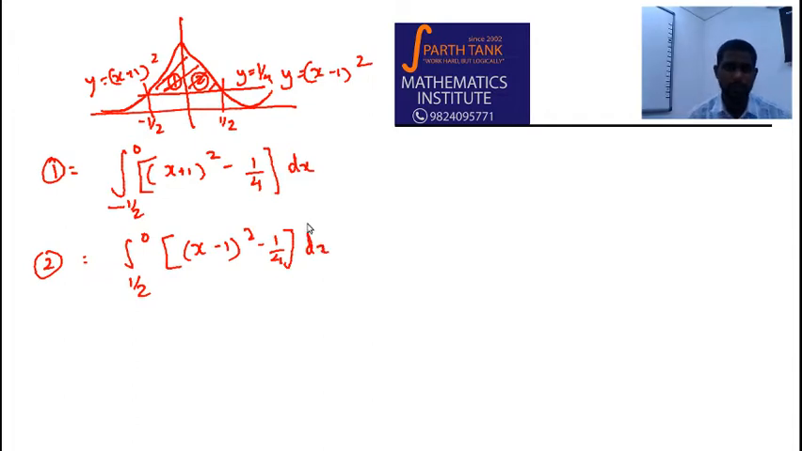Now I told you that these two areas are symmetric, so I'll do only one. I encourage you to try this also and show that these two areas are equal. I would solve this and multiply the answer by 2 to get the area. So let us solve this one.